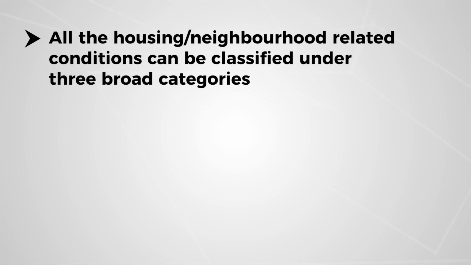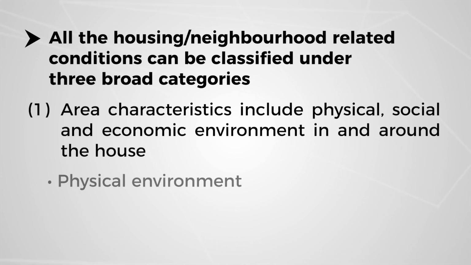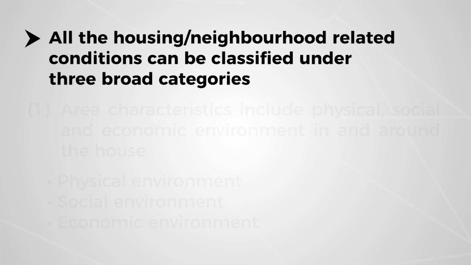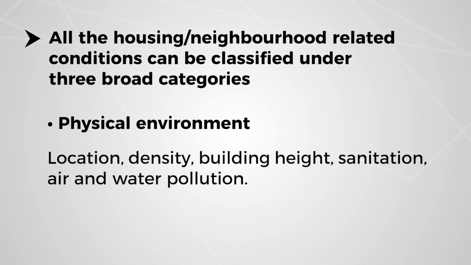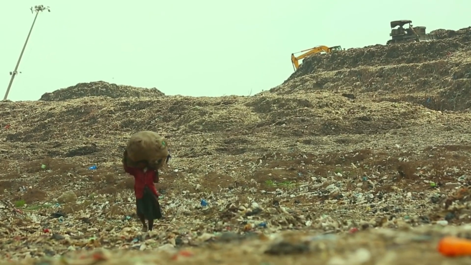All the housing and neighborhood related conditions can be classified under three broad categories. First, area characteristics, which include the physical, social and economic environment in and around the house. The physical environment embodies elements including location, density, building height, sanitation, and air and water pollution. It may also include access to green spaces, pedestrian walkways, reduced or increased exposure to chemicals, etc.